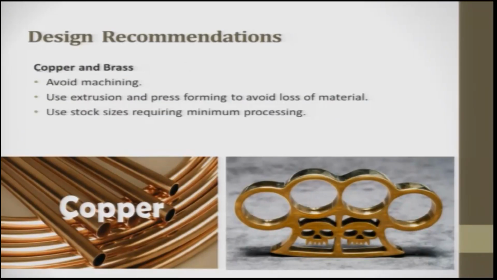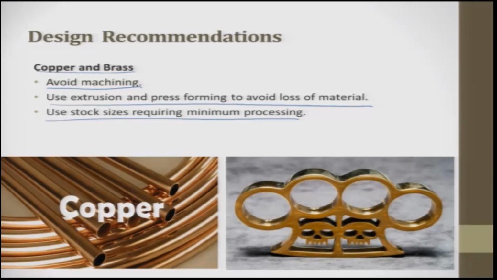So, you have copper and brass. Copper is generally a highly conducting material, so we try to avoid machining; we try to extrude. Copper machining is to a large extent avoided. So, avoid copper machining, use extrusion and press forming to avoid loss of material, and use stock size requiring minimum processing, such that you try to get an output.